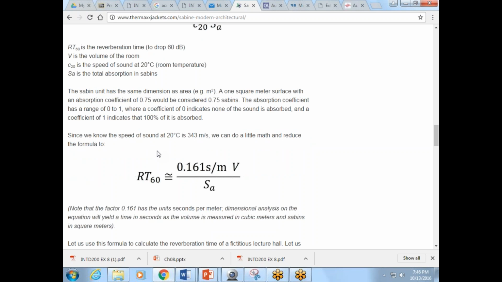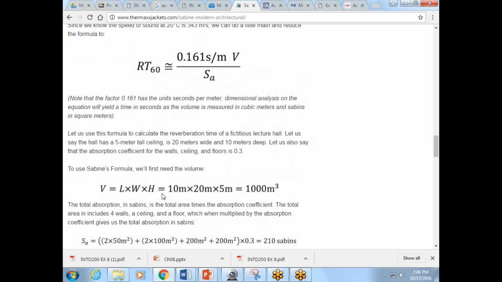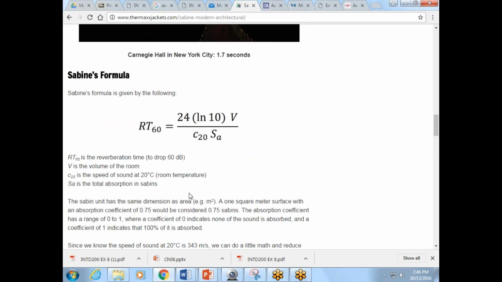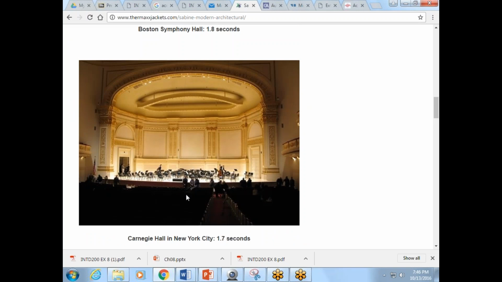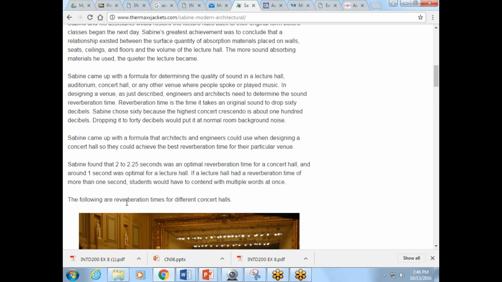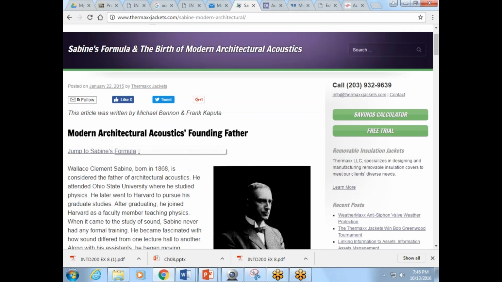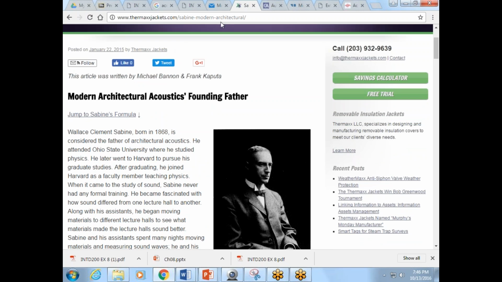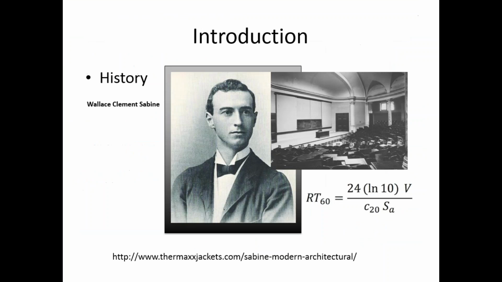Since we know the speed of sound at 20 degrees Celsius is 340 m/s, we can do a little math and reduce that formula to this. So that cracked me up. We'll just do a little math, and boom, there we have it. And then they go on to explain all of the significance and how he was able to figure out the differences between talking levels versus music levels and all of that in between. So very interesting man, and a link is provided within the PowerPoint right here under his picture.